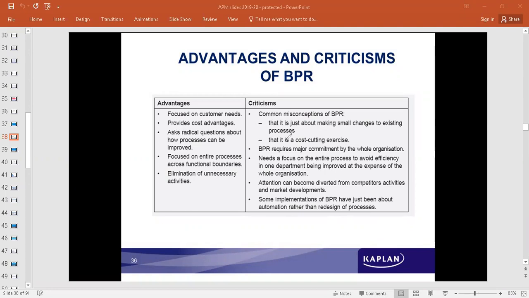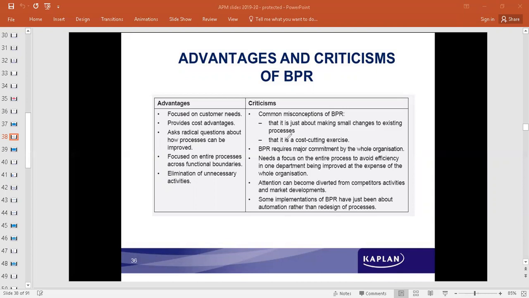Okay, then anything which is unnecessary, such things can be eliminated. Criticism, it talks about common misconceptions about BPR, that it is just about making small changes to existing processes. No, it is not about incremental changes, it is about radical changes. It is a cost cutting exercise. Initially it is not a cost cutting exercise, but over a period when the output increases, it becomes cost effective.